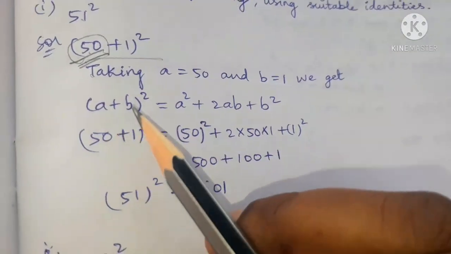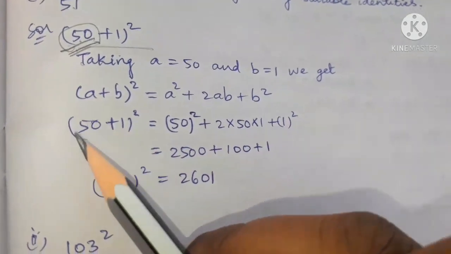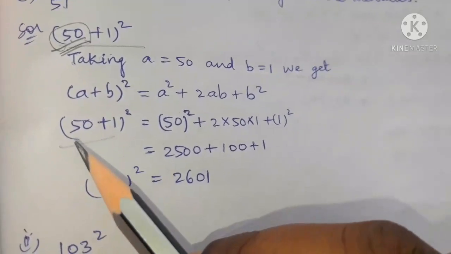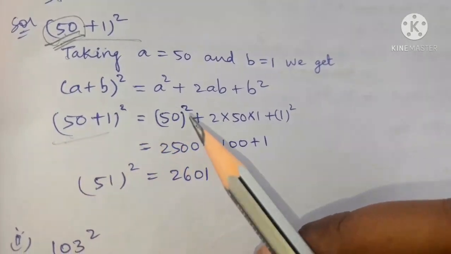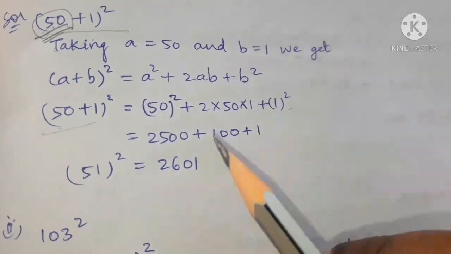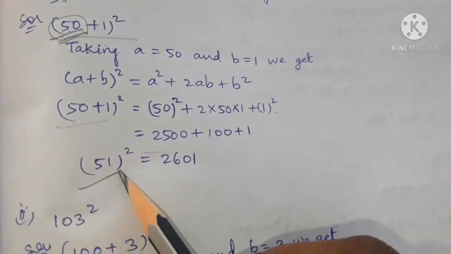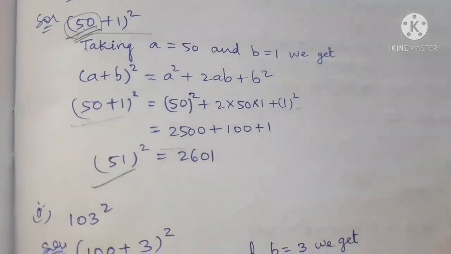Then we get (a plus b) whole square equal to a square plus 2ab plus b square. Substitute all the values in the formula. We get (50 plus 1) whole square equal to 50 whole square plus 2 into 50 into 1 plus 1 square, which is 2500 plus 100 plus 1. So 51 whole square is nothing but 2601.